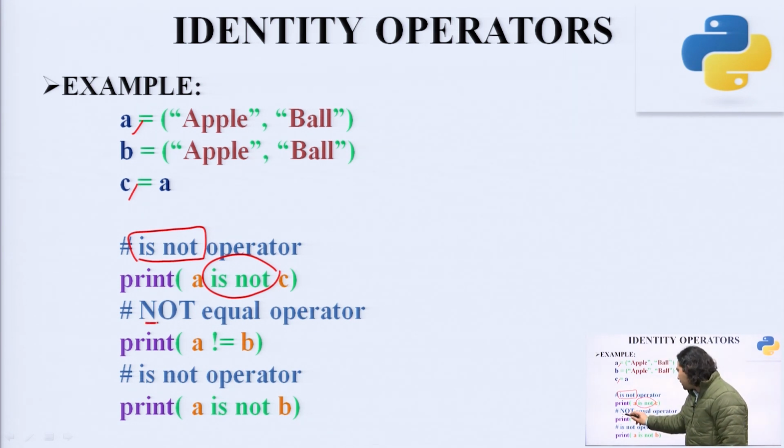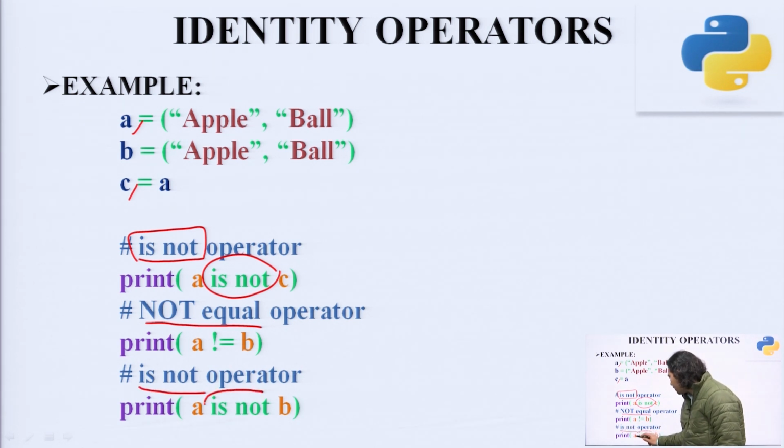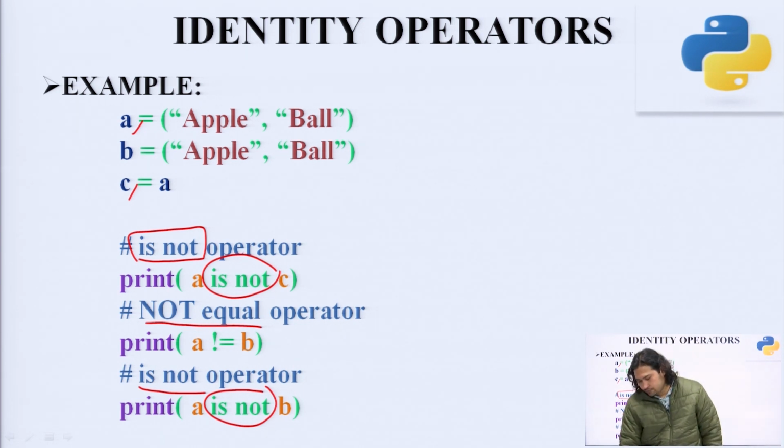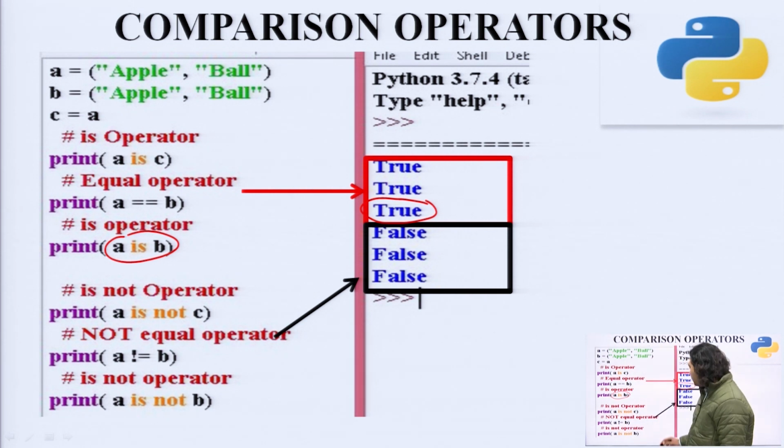Similarly, we are using not equal to, and the last one again we are establishing by using the identity operator, whether a is not b. So, you can see that conditions are all false.